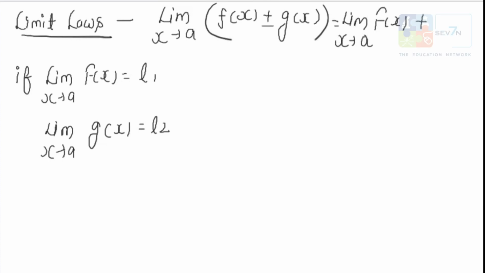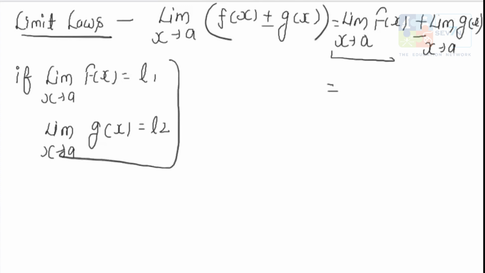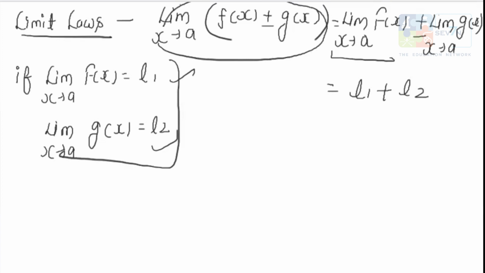If addition is given, you just need to write addition. If subtraction is given, you just need to write subtraction. So limit tending to a of f(x), limit tending to a of g(x). Now, if this condition is given, you can write the limit tending to a of f(x) will be L1, and the limit tending to a of g(x) will be L2. Then you can see that if this type of function is given, the limit of this addition of two functions will be the addition of the limits.